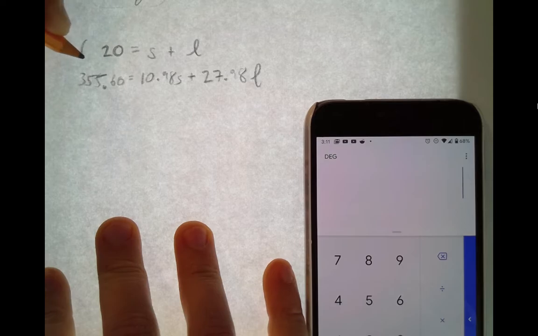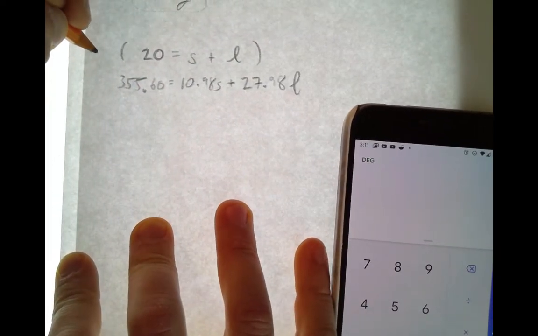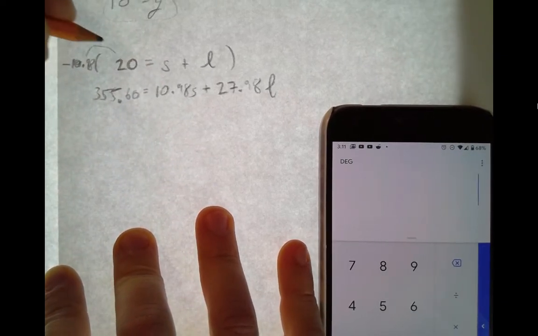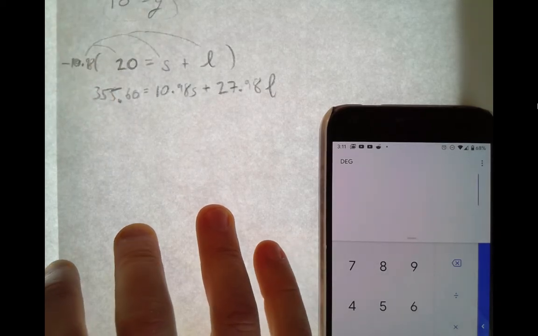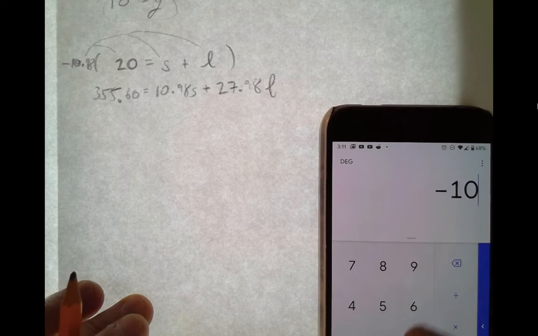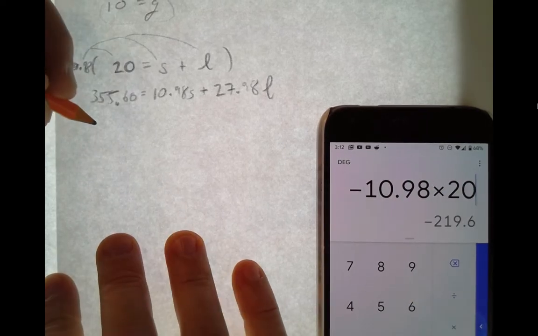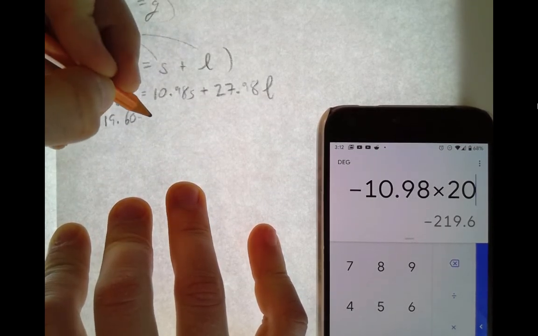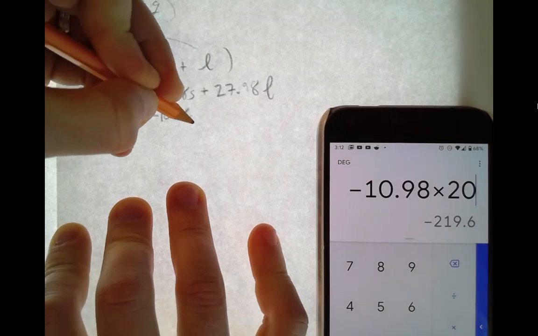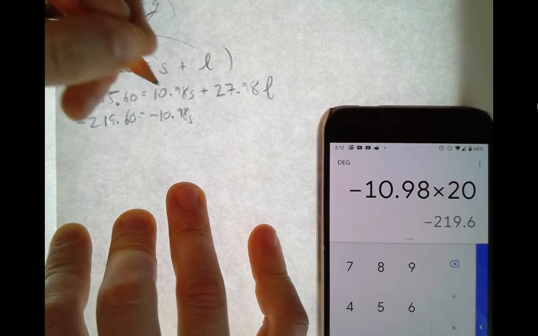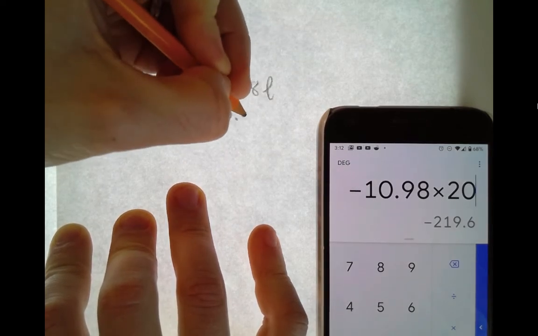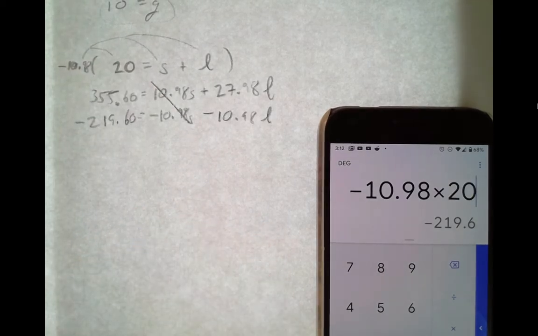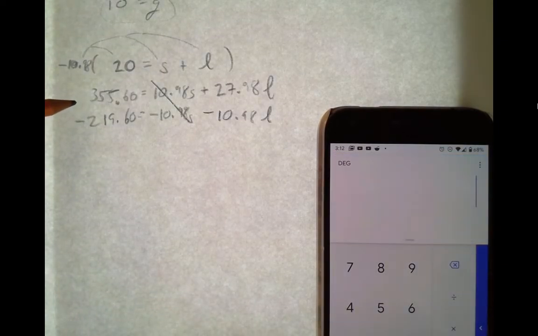So the S's, I know if I just multiply this whole top one by negative 10.98, these S's will cancel. I just have to be able to use a calculator to get this multiplication to work. So negative 10.98 times 20 is going to be negative 219.6 equals negative 10.98S, and then negative 10.98L. These are going to cancel out. That's the whole reason I multiplied by the negative 10.98. Let's do this with a calculator.